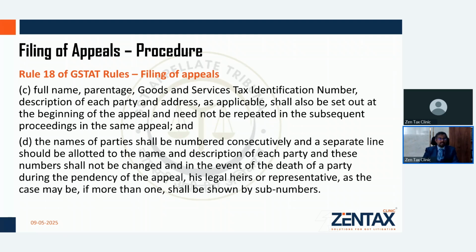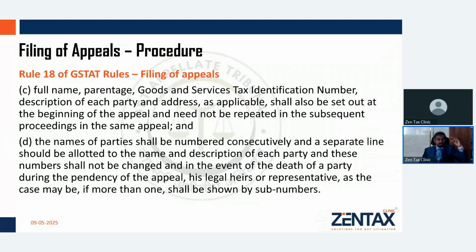Say, for example, the appeal is filed against multiple respondents, in which situation, even if the respondent ceases to exist, even if he has died, even on the death of a party, his name will not be removed. His legal heirs will only be shown as subnumbers.